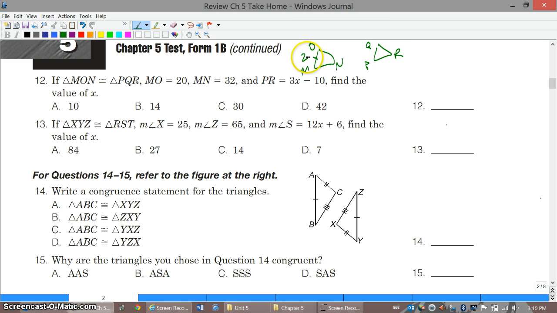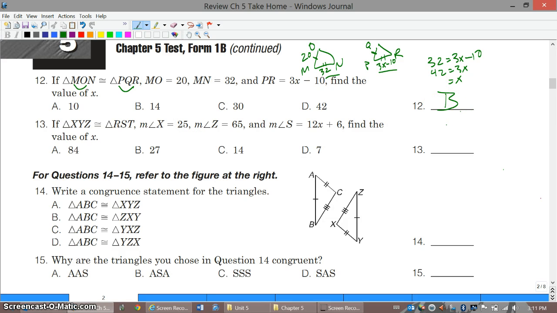MO is 20, which is congruent to QP, by the way. MN is 32, which is congruent to PR. Notice how they're written there. PR being 3x minus 10. Find the value of x. Well, those two are equal because they're congruent. So 42 equals 3x. Divide that by 3, that'd be 12. Oh, 14, silly, B14, so it's B.